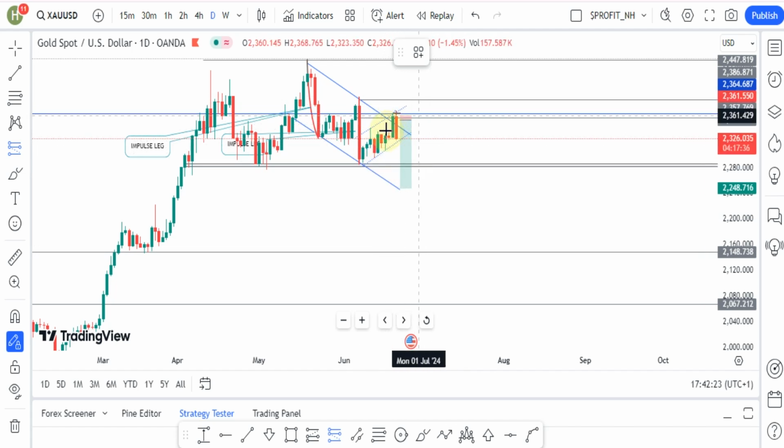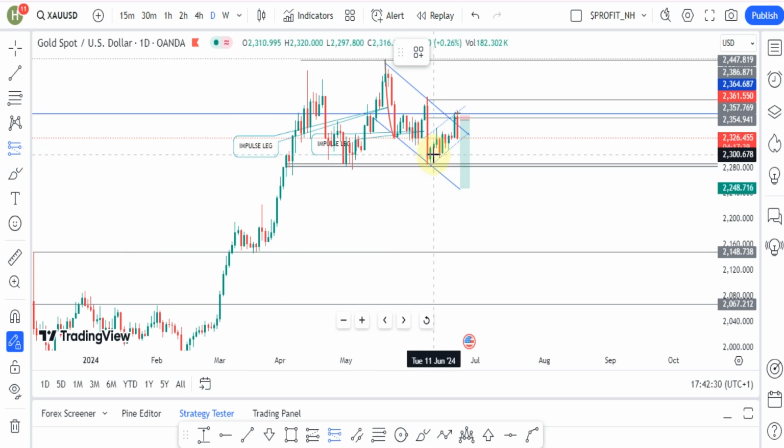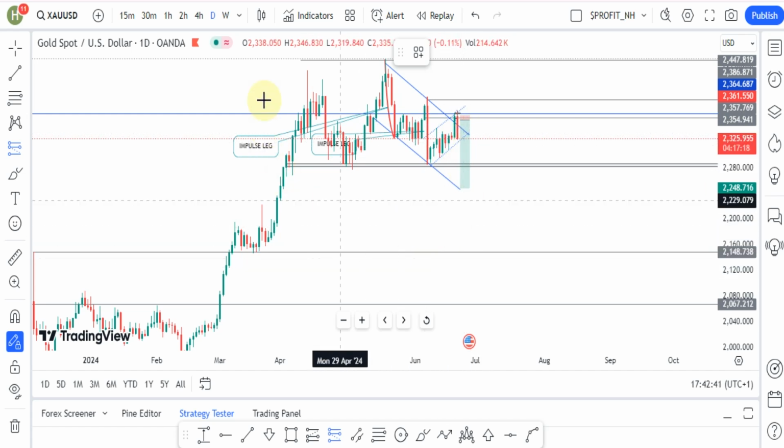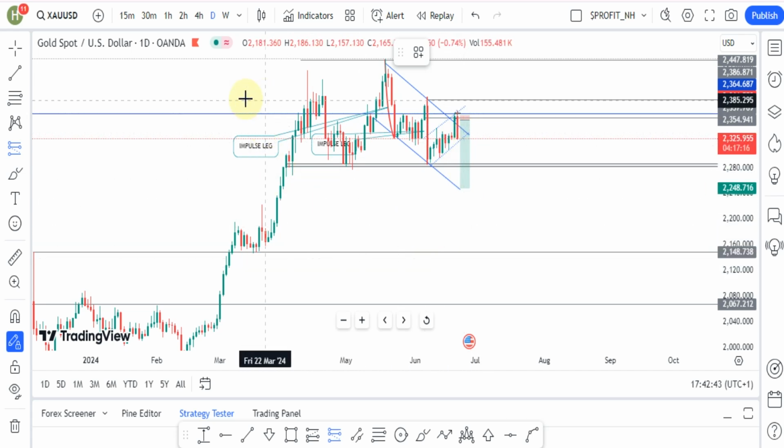So these are the tweezer tops that we normally look for. These are reversal patterns again, because the market has been on this small uptrend at this point. Then if it gives us these tweezer tops, it means that we'll be looking for more sell entries from this point, pushing all the way down. So that's from the daily time frame.